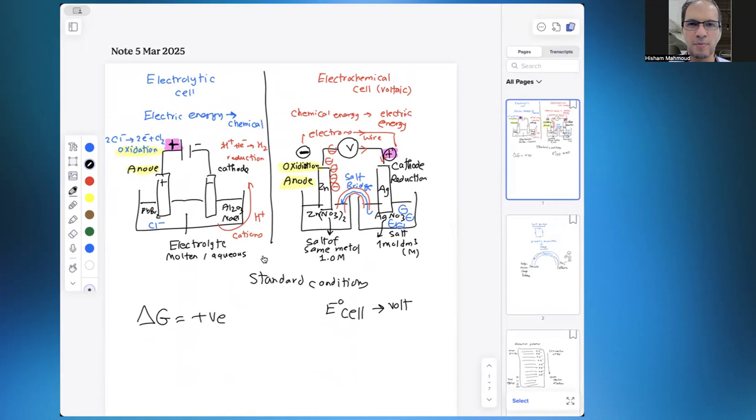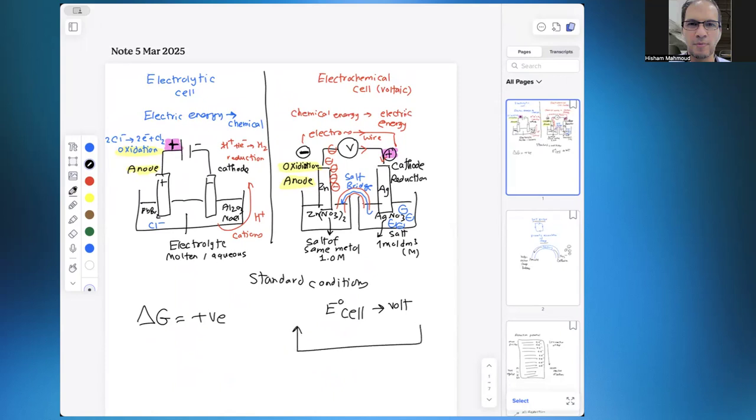Okay, let's see what else we have here. Yeah, I think we forgot to say that the electrons move from the anode to the cathode, but we forgot to write that the current moves in the opposite direction. So the current moves in the wire from the cathode to the anode. This is exactly the opposite of the electrons, of course, in the wire.